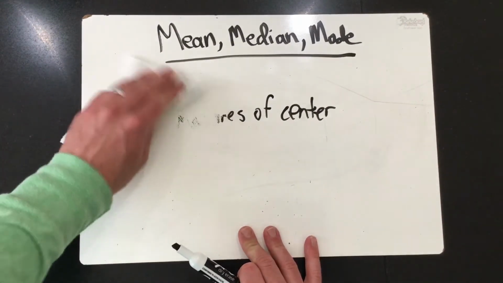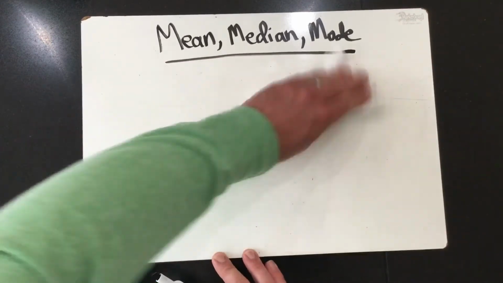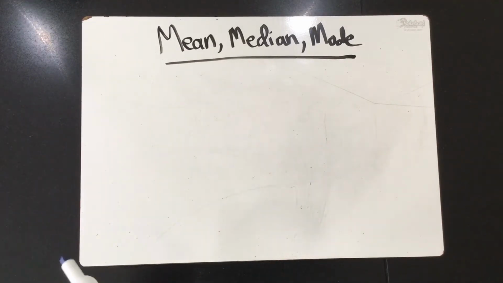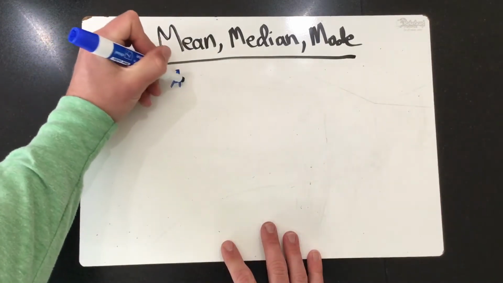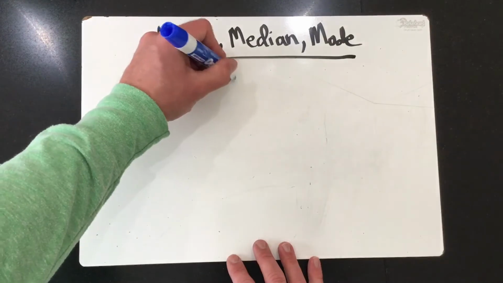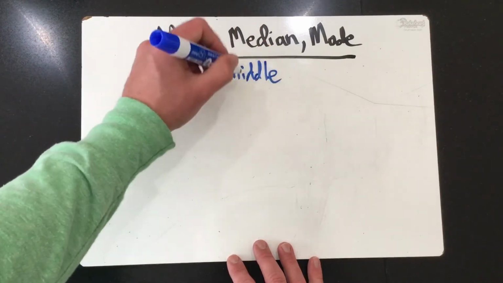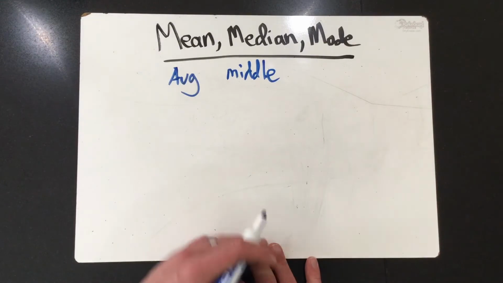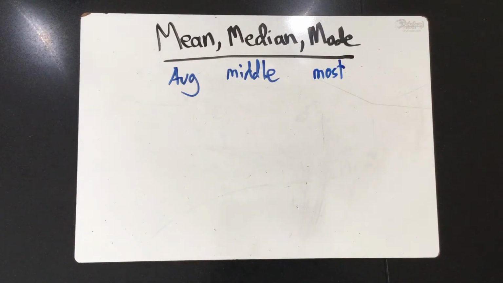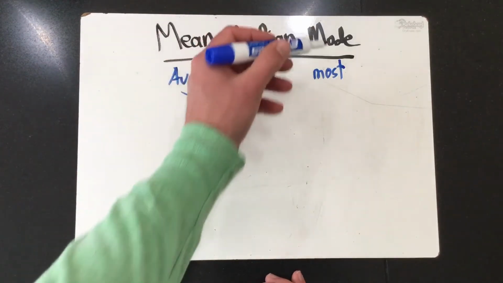Now, to help us understand what mean, median, and mode are, let's use some more everyday language to describe these words. What's nice about them is that they each have simple one-word definitions. Mean can be average. That's exactly what it means. It doesn't mean cruel, it doesn't mean unkind, it means the average of something. Median refers to a data point that is in the middle of a bunch of other data points. And mode is a data point that appears the most. So again, mean is average, median is middle, mode is most.